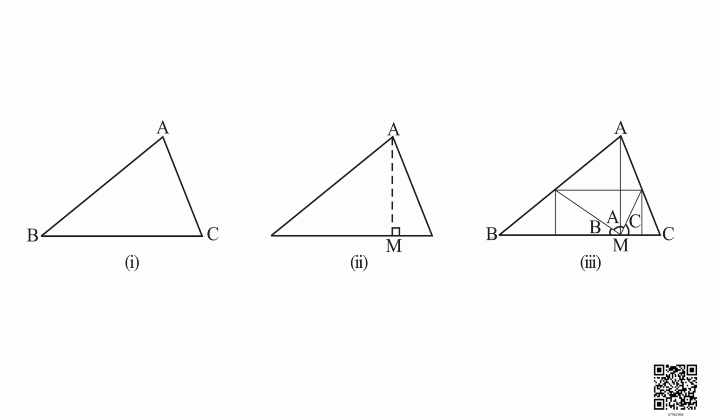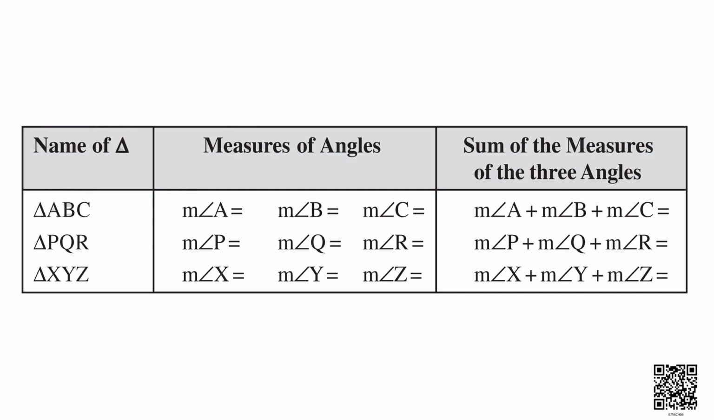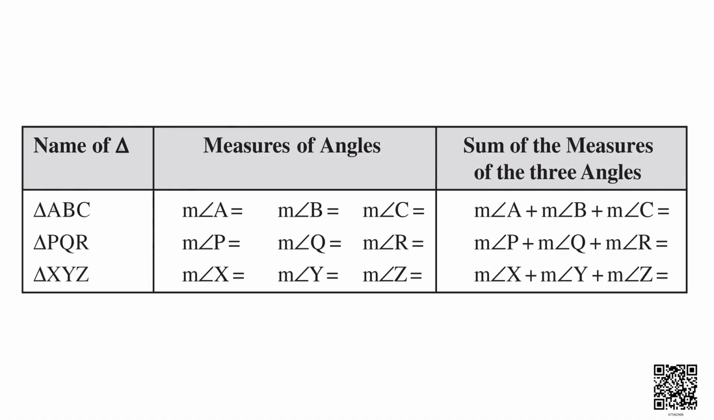We can see that the three angles form together a straight angle. This again shows that the sum of the measures of the three angles of a triangle is 180 degrees. Now students, we will draw three triangles, that is triangle ABC, triangle PQR and triangle XYZ. You can also draw these triangles in your notebook. When perfect precision is possible, this will also show that the sum of the measures of the three angles of a triangle is 180 degrees.